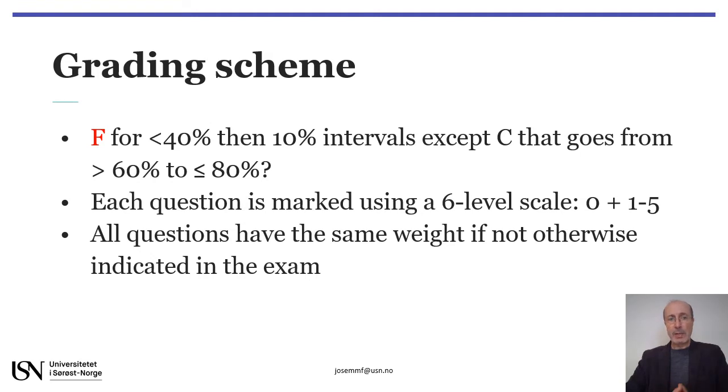If for any reason it becomes necessary to change anything, you will be informed before the exam. The approval threshold is 40%, and grade C has a double width in relation to the other positive grades. Each question is marked using a 6-level scale as shown here, and all questions will have the same weight.